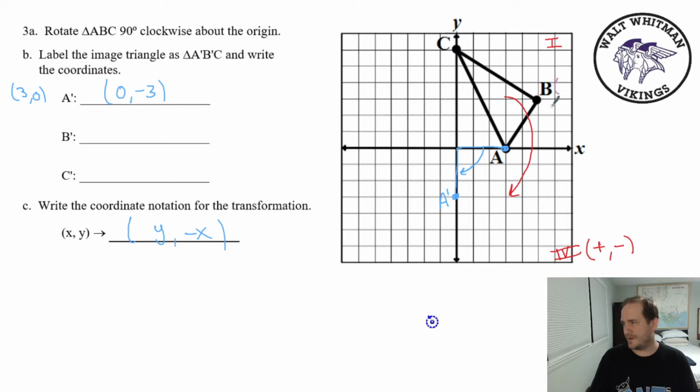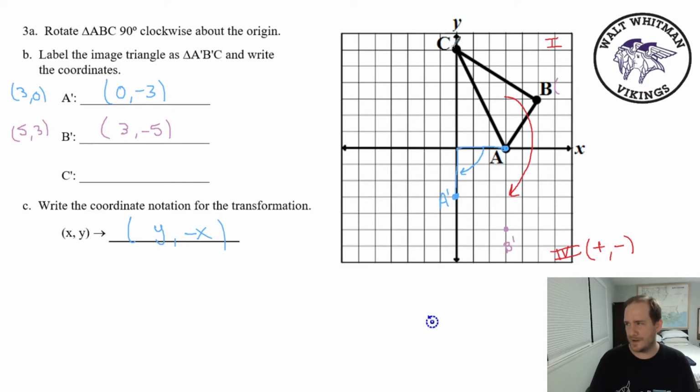So point B, where is it? 1, 2, 3, 4, 5, 3. So when we go to transform that point, it'll certainly become 3 and then 5. And we can see that the negative sign is following our x value. So we want to turn that 5 into a negative 5. And then we'll plot that point. We're going to go 1, 2, 3, and then down 5. 1, 2, 3, 4, 5. That's going to be our B prime.